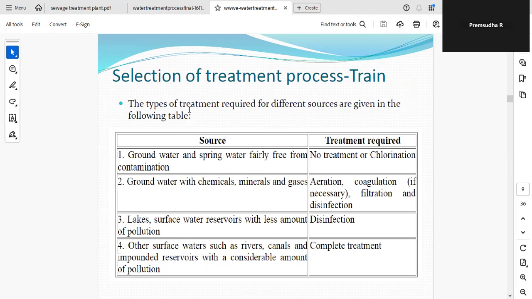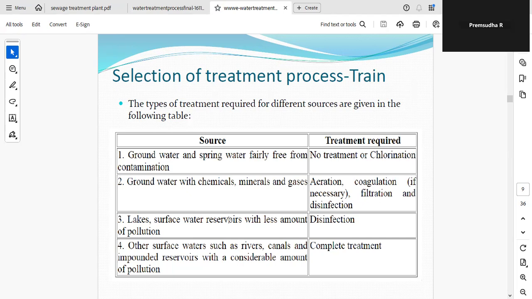Groundwater and spring water fairly free from contamination: no treatment or only chlorination is required. Then groundwater with chemicals, minerals, gases requires aeration, coagulation, filtration, and disinfection.